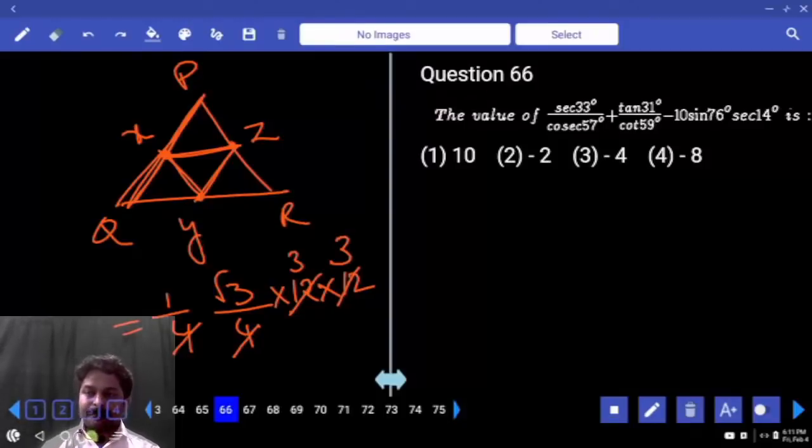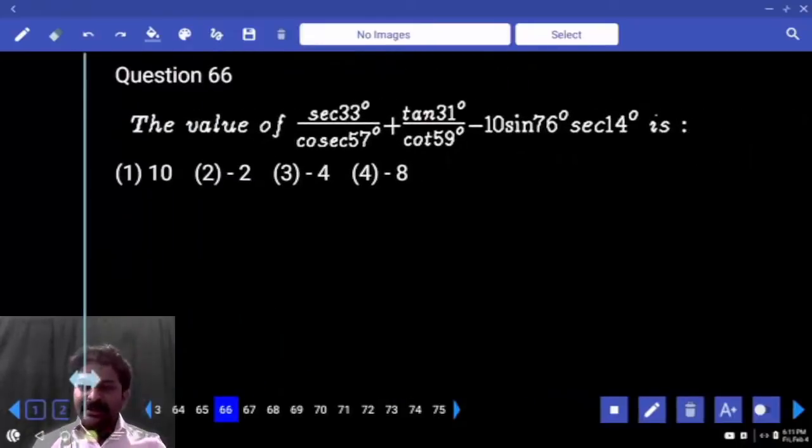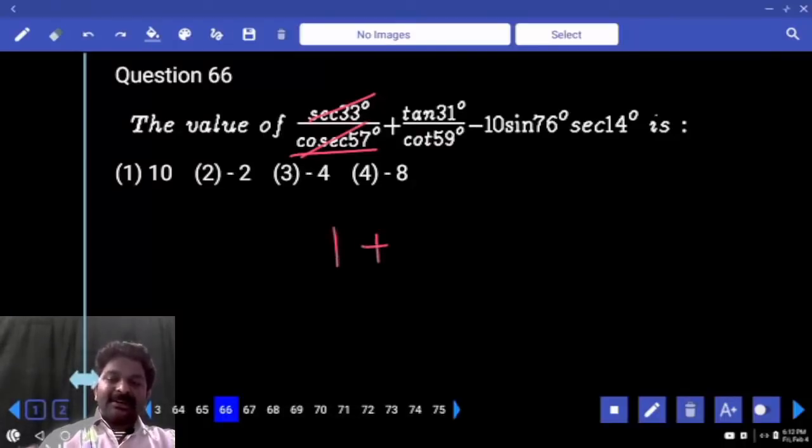Are you done? Next. Secant 33 degrees by cosecant 57 degrees. Cosecant 57 degrees, can we write it as secant of 90 minus 57 degrees? Numerator and denominator become the same, right? Then the value becomes 1 plus numerator tan 31, denominator cot 59 degrees. The same can be written as tan of 90 minus 59, which is tan 31 degrees. Numerator and denominator again are the same, right?